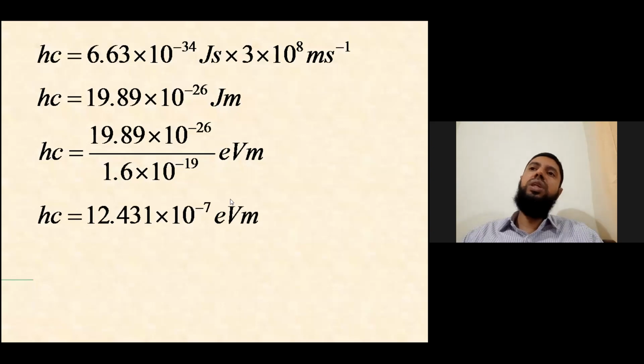Joule to electron volt, it's a conventional unit, electron volt is a conventional unit for energy.